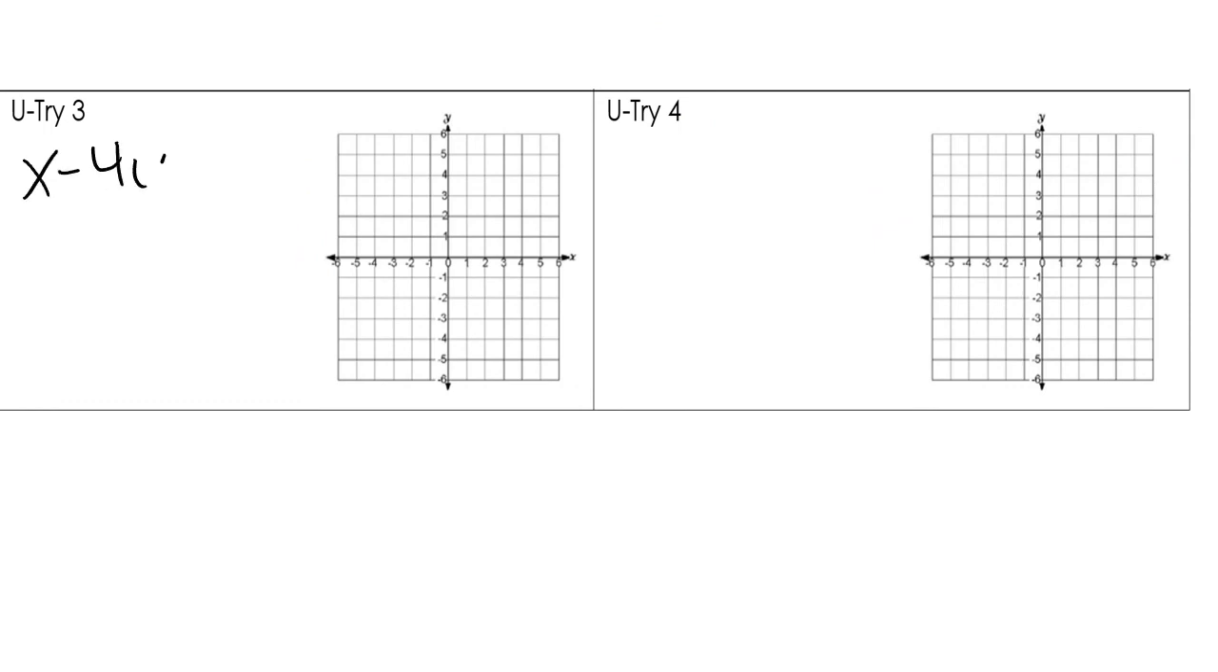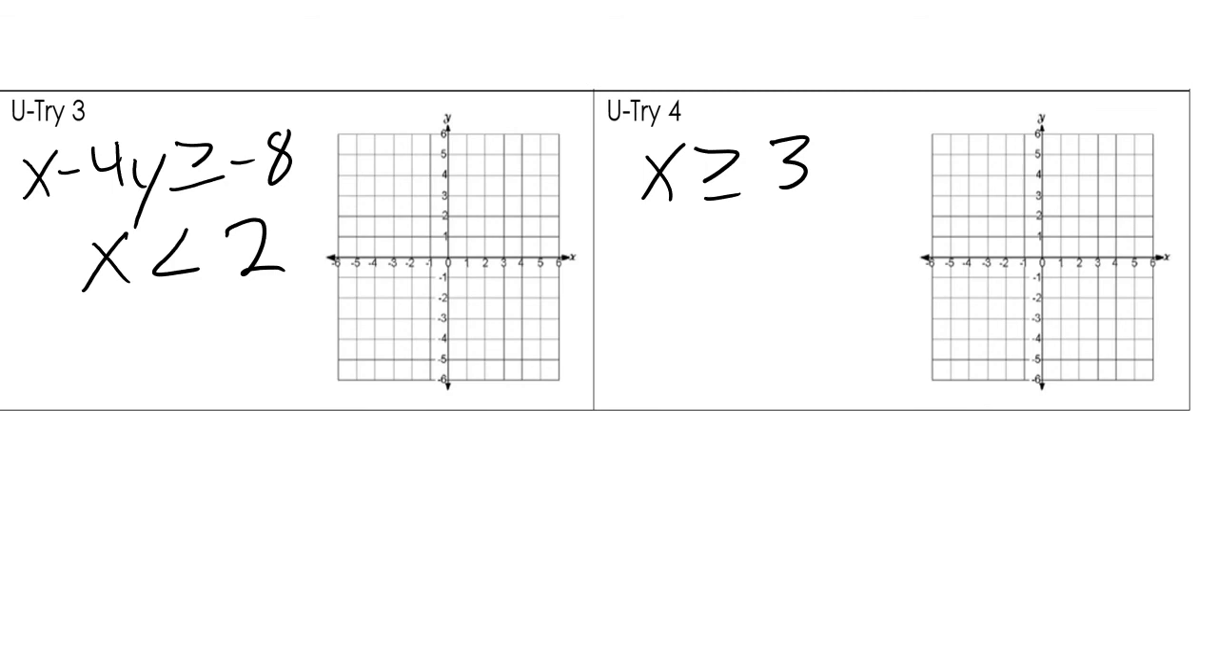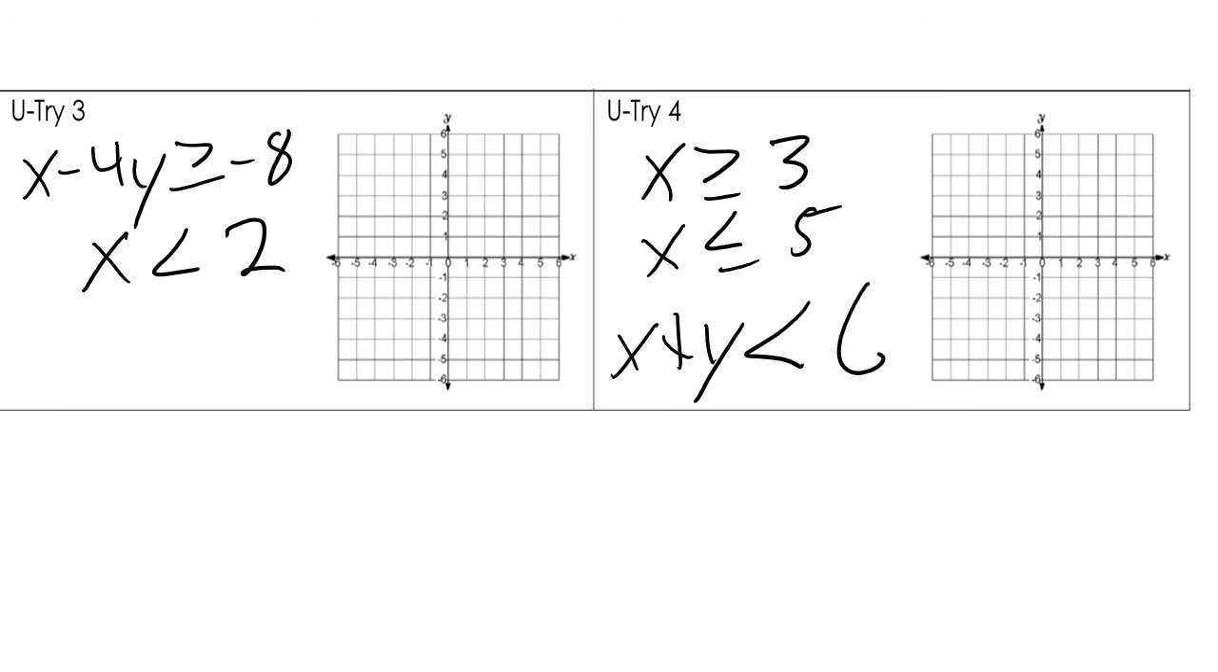x minus 4y is greater than or equal to negative 8, and x is less than 2. And a really good one, x is greater than or equal to 3, x is less than or equal to 5, and x plus y is less than 6. See if you can figure that one out.